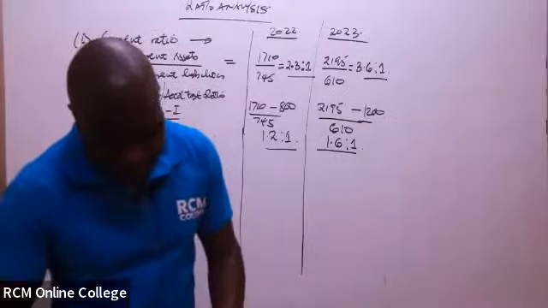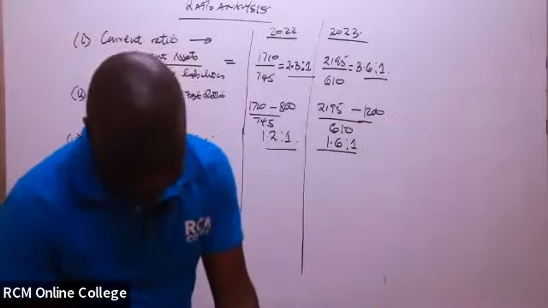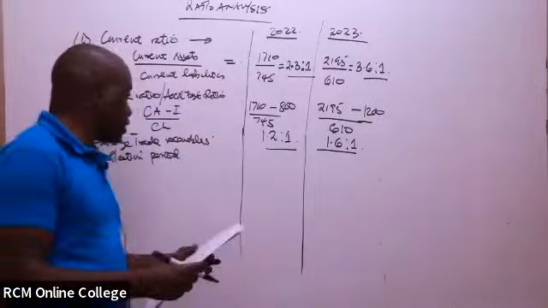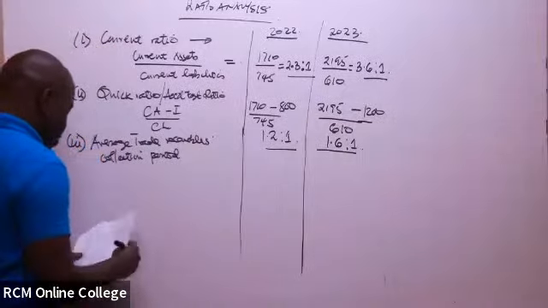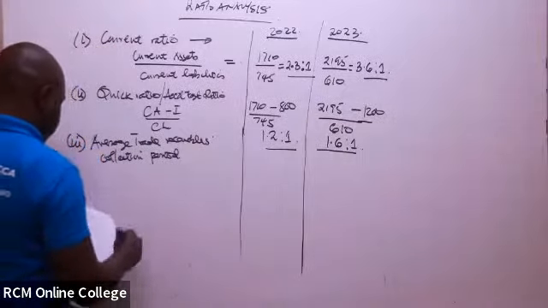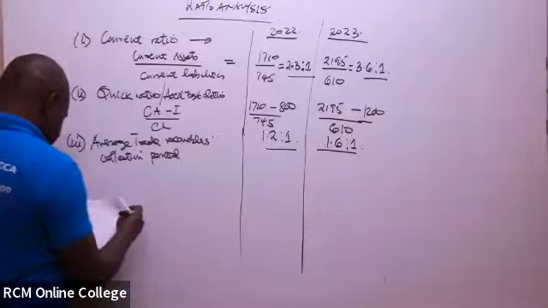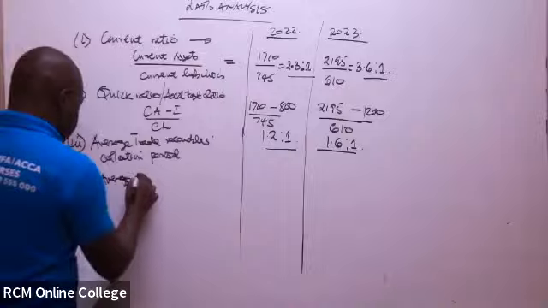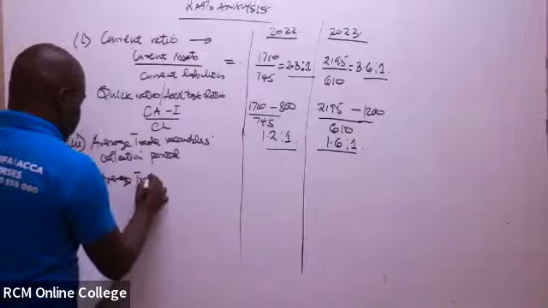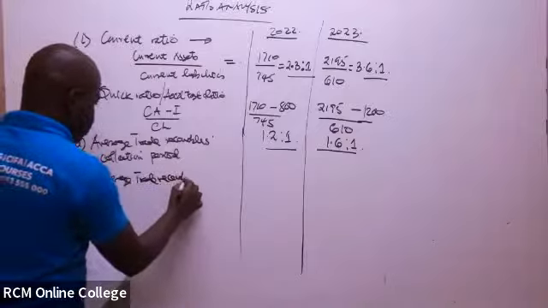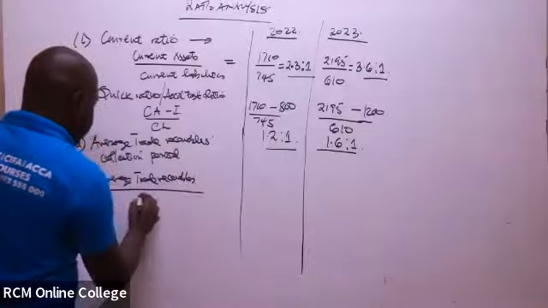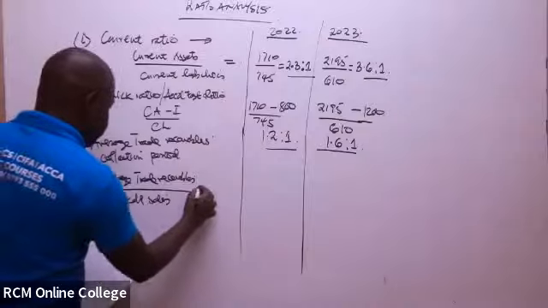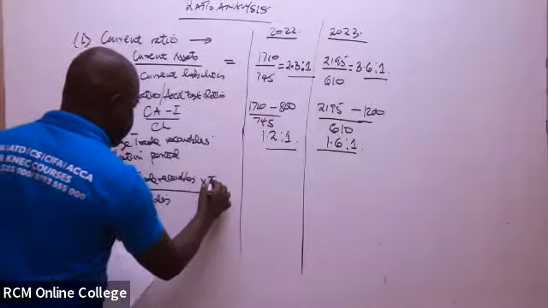So we'll be able to check the average trade receivables. It is average trade receivables over the credit sales that you made in the year, multiplied by 365 days.